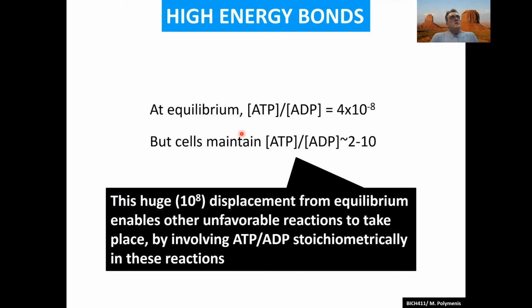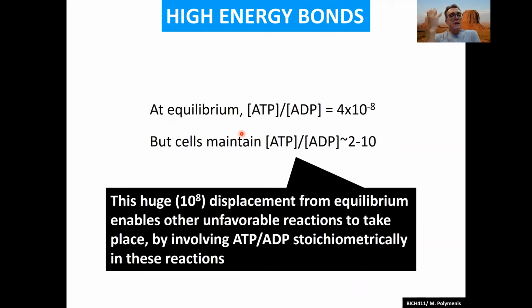It says to you that cells are far, far, far from equilibrium. It's a huge displacement, almost a billion fold displacement from equilibrium. And why do they do that? That enables them to drive reactions that are unfavorable.